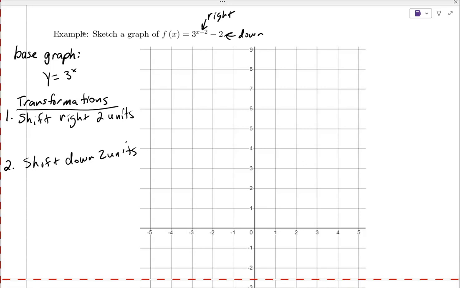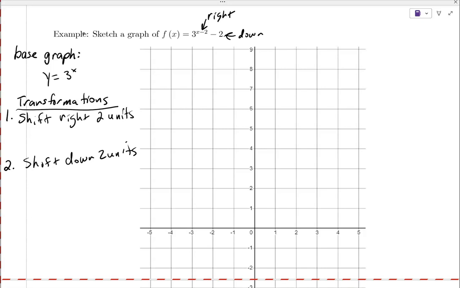It looks a little bit different, right? But the inside of an exponential function is the exponent. Okay? The inside of the exponential function is an exponent. So when you see that plus or minus in there, up in the exponent, that's going to be a left or a right shift. That makes sense?